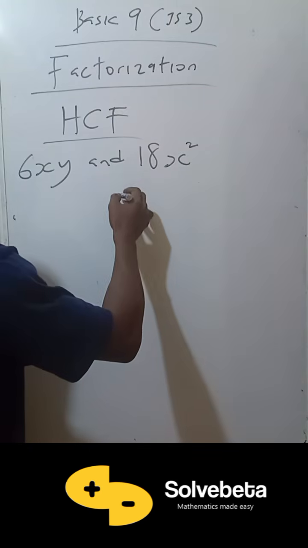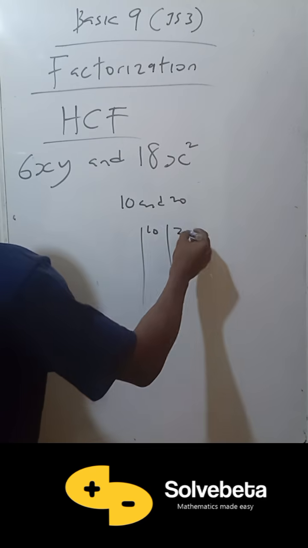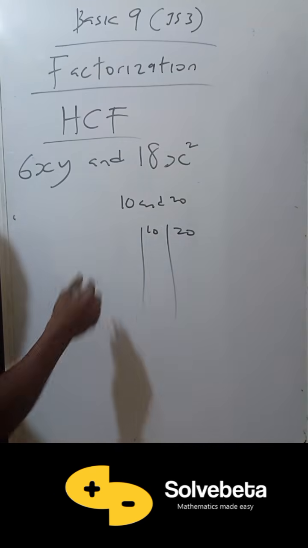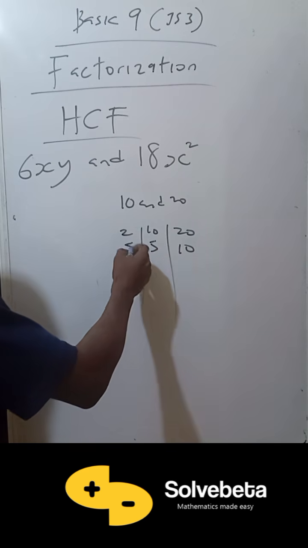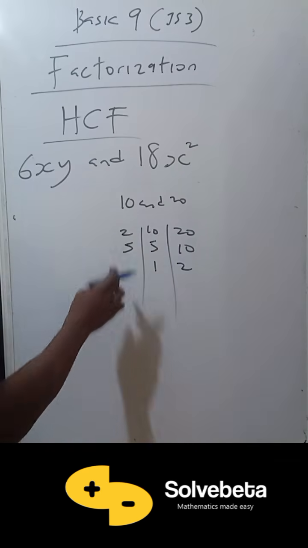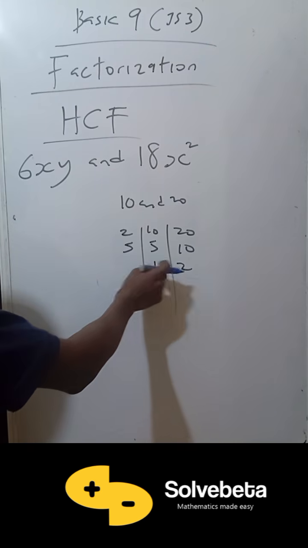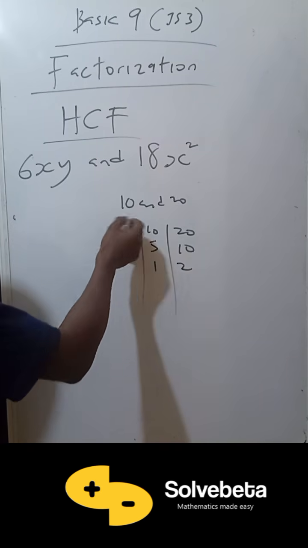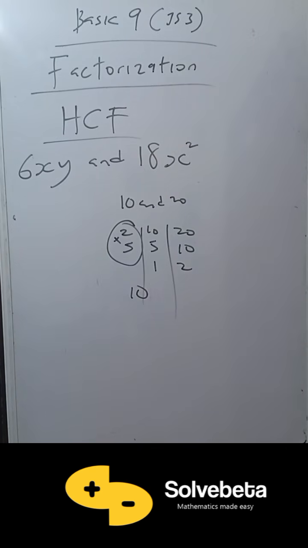Let's say you want to find the HCF of 10 and 20. Remember this method. You divide by what can divide both of them. 2 can divide both of them. You have 5 and 10. What can divide both of them? 5. You have 1 and 2. Now, 1 divided by 2 gives you a fraction. So the HCF is 2 times 5, which is 10. You stop here.